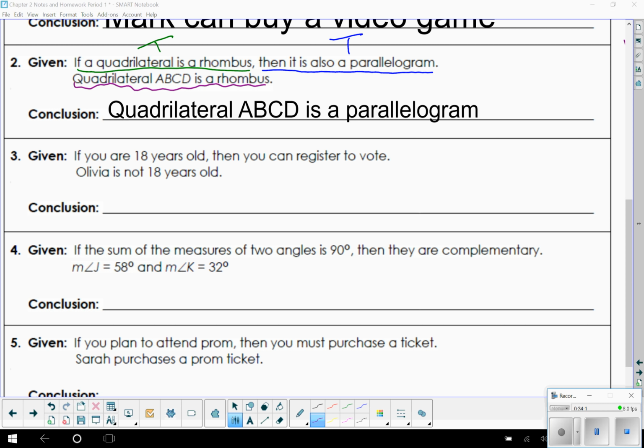Okay, looking at number three again. If you are 18 years old, then you can register to vote. Olivia is not 18 years old. She's not 18. Do we know anything about anybody that's not 18? No, we don't know anything about them. So we can't conclude anything. So there is no valid conclusion.